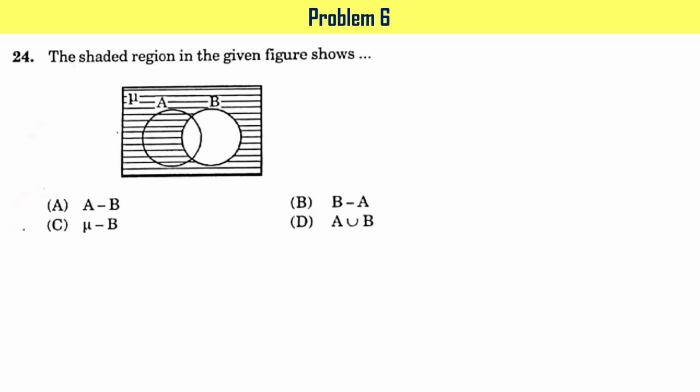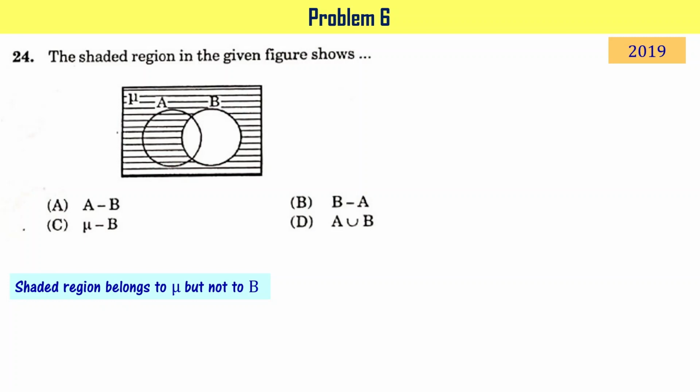Let's go to the next question, that is question number 6. The shaded region in the given figure shows what is the question. It is from year 2019. As you see here, the shaded region belongs to mu, but not to B, right? Because the shaded part, if you see, it is there throughout except in the circle denoted by B, right? That is why I'm saying shaded region belongs to mu, but not to B.